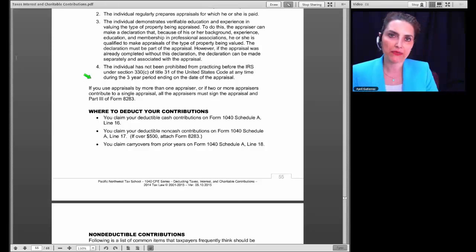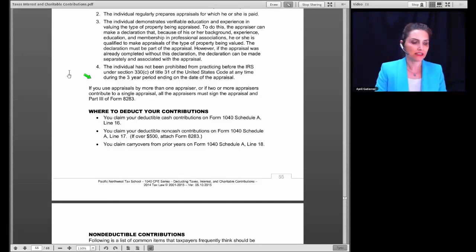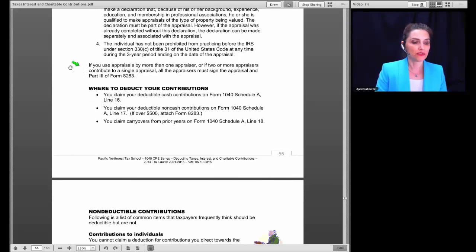And if you go back and think about the ethics education classes I've taught, or if you take a look at Circular 230, there are segments in there that refer to qualified appraisers. And you cannot rely on an appraisal from an appraiser who has been disbarred from practice before the IRS. If you use appraisals by more than one appraiser, or if two or more appraisers contribute to a single appraisal, then all appraisers must sign the appraisal in Part 3 of Form 8283.